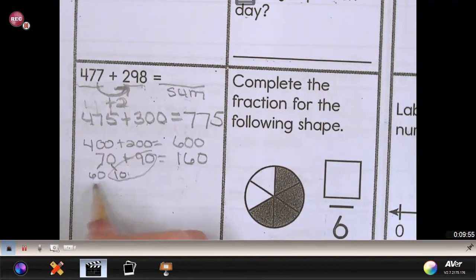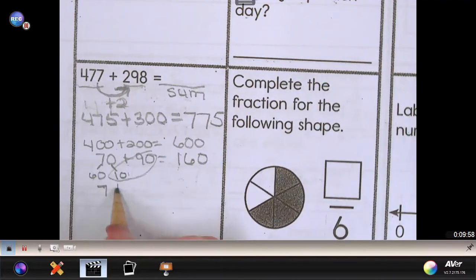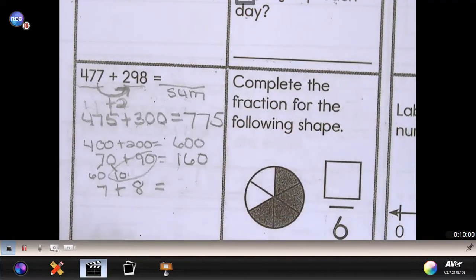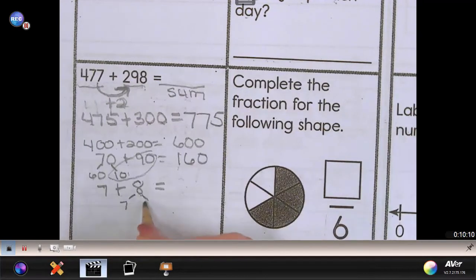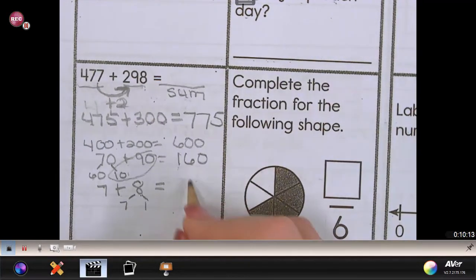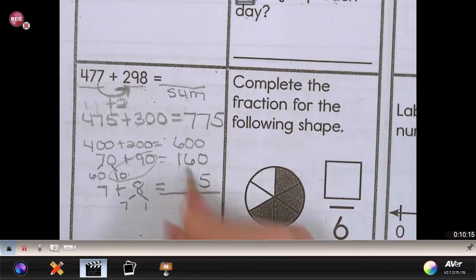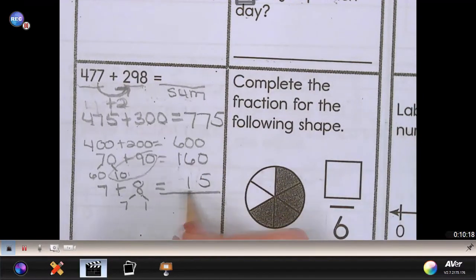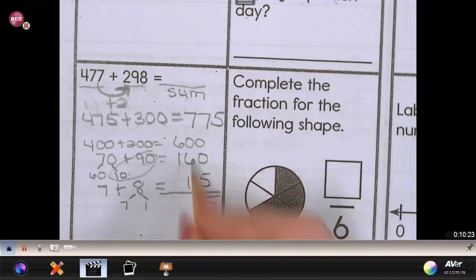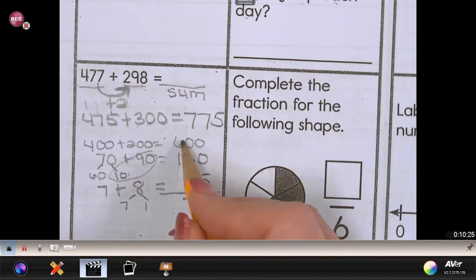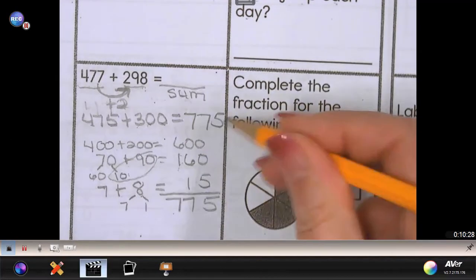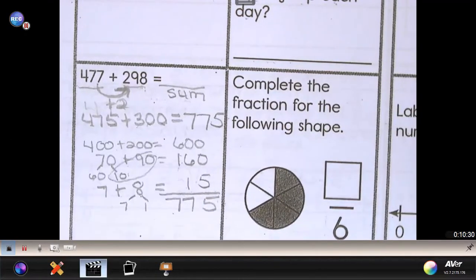And now I have my ones, 7 plus 8. Well, 7 plus 7 is 14, plus one more, 15. Everybody should know their doubles. So this is 15. Now I have a new 10 here. Everybody see that 10? That gets carried over. So this would be 5. 60 and 10 makes 70. And 600 plus 100 makes 700. Still match, right? Shouldn't be different.